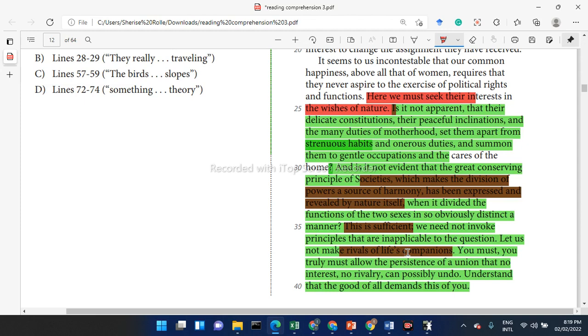Say it again. Don't make enemies. More than that, he says, let us not make rivals of life companions. Remember, he's trying to mean don't separate or divide women and men against each other. Yes. He's saying, let's not make this a competition, right?